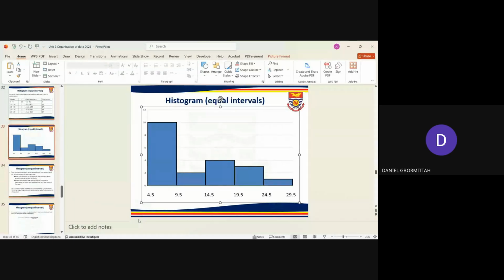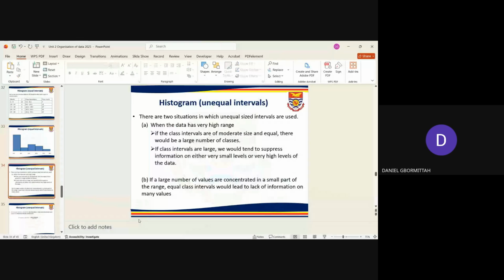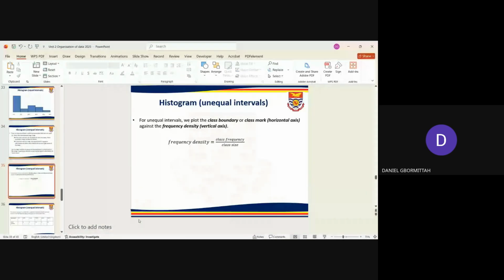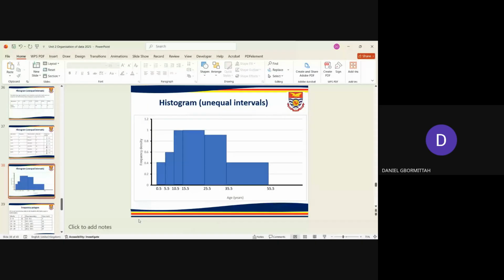But I am charging you to read on examples that have unequal class intervals. Now we come to unequal intervals. I think we have some here.